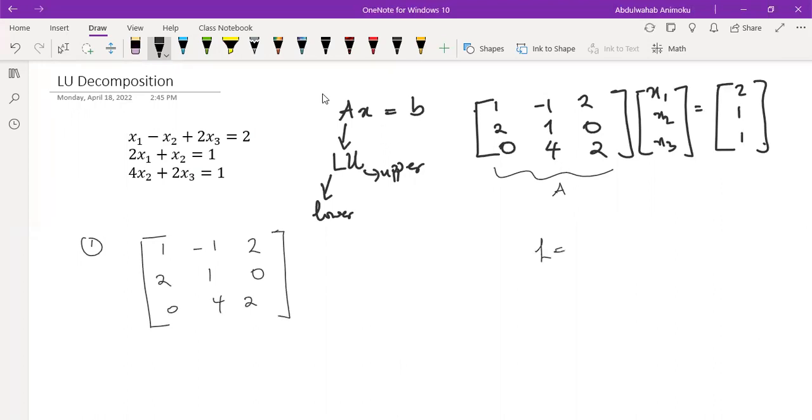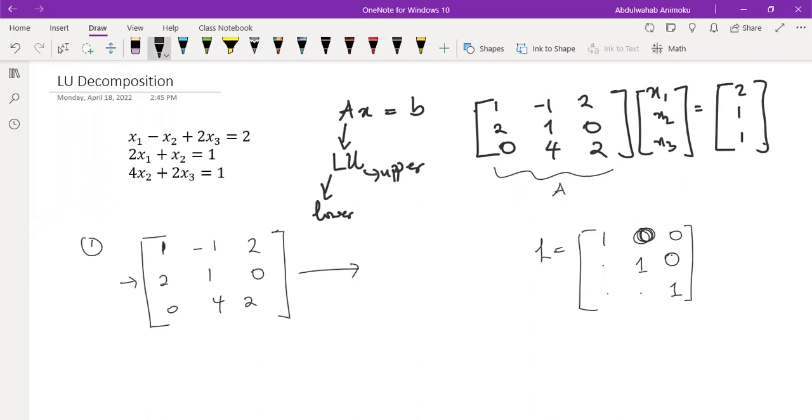And we can have our L here. Always the diagonals of our L will be 1, 1, 1, because it's a lower triangular matrix, so we expect all the other entries above to be 0. So we just need to fill in the lower part. What's going to help us is the elementary row operations that we apply to this matrix, which will help us determine those values. Now let's look into that. The first thing is we're going to use this first entry to make the second row's first entry 0.